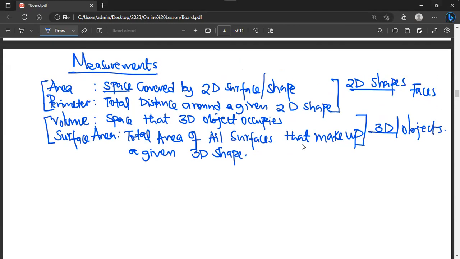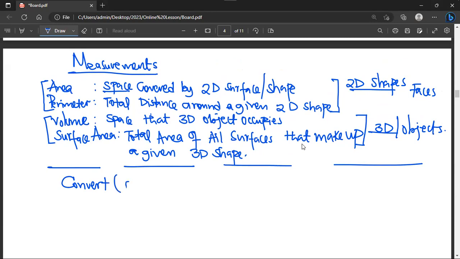In doing all this, we shall need to learn also how to convert. Someone might call it conversions, simply meaning we shall need to change from one unit to another unit.